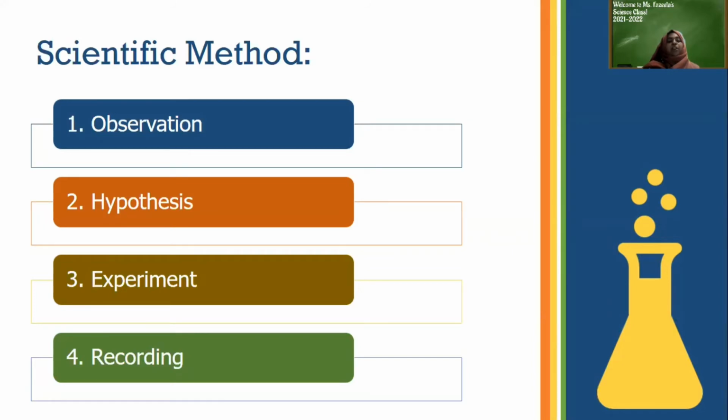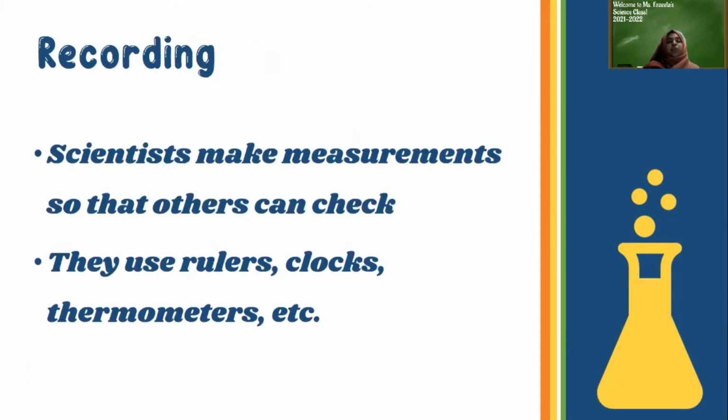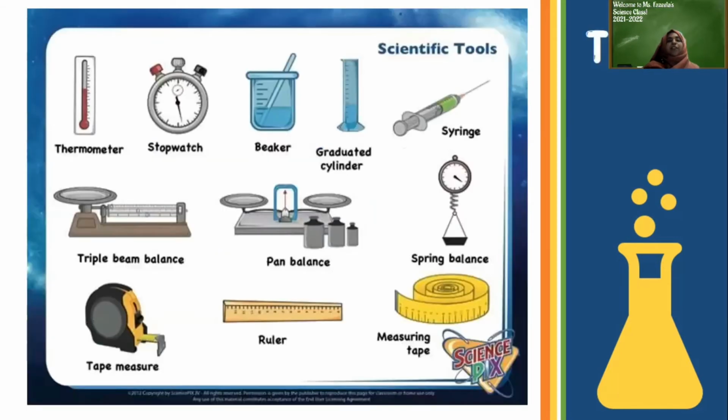And then you have recording, right? So when you record, you make measurements so that others can check. You use rulers, clocks, thermometers, etc. These are the different tools you use to measure: a thermometer to check the temperature, a stopwatch to see how many minutes or how many seconds, a beaker to measure the liquid, or a graduated cylinder or a syringe, or to measure the mass, you take the balance, different kinds of balance, or length. Again, you can use the ruler, tape, measuring tape, anything.